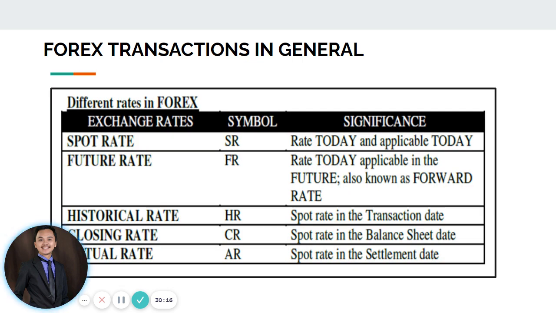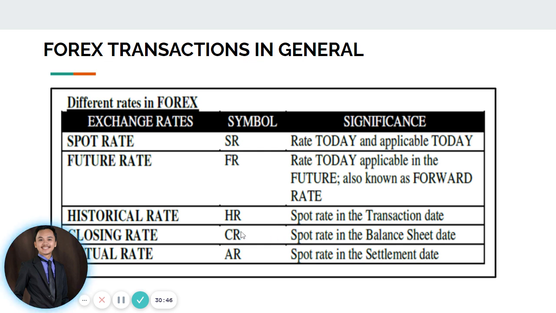Okay. So we also have different rates in foreign exchange, guys. We actually have five. The spot rate symbol is SR. This is actually the rate today and it's applicable today. Okay? So these rates will be used in our future na mga discussions. Also, we have future rate. Future rate from the word itself, future. It's the rate today, but it is applicable in the future. Also known as forward rate.